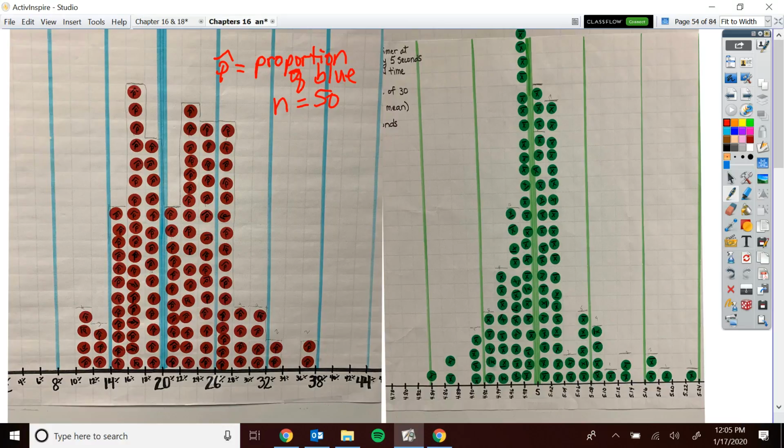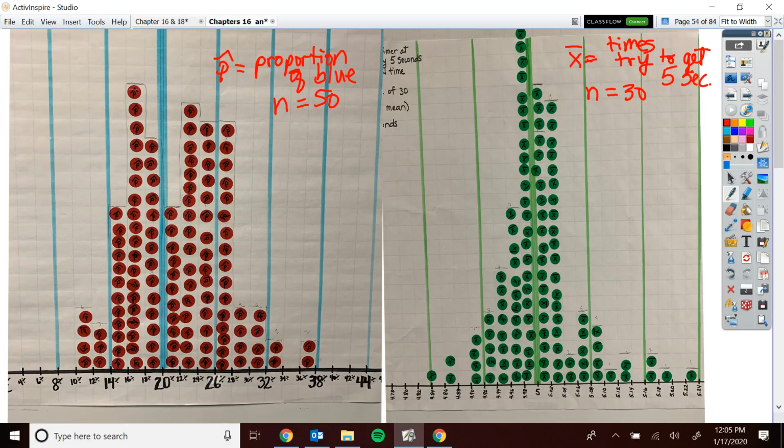Good. And then over here on the right, you did times. So you made an x bar out of how many times? 30 times. And it was the average of your times when you tried to get what? When you tried to get 5 seconds on your timer.